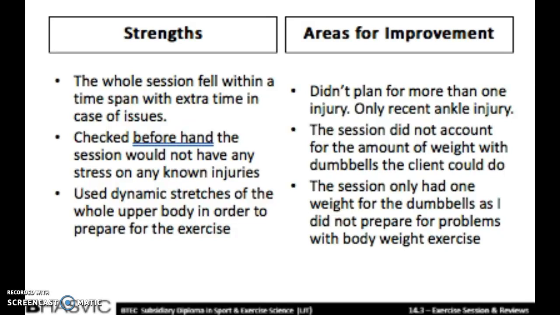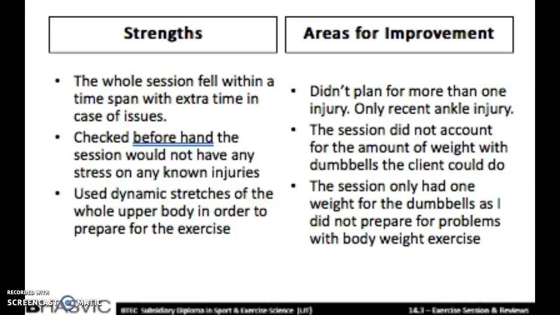Strengths. I also felt my session planning had a lot of strengths. For example, I had planned for the session to fall within a time span, with extra time for explanations and introductions. During the session, my plan for the length of the time span worked well. When planning, I checked beforehand that the client did not have any new injuries except for his current known ones in order to not put any more stress on him.